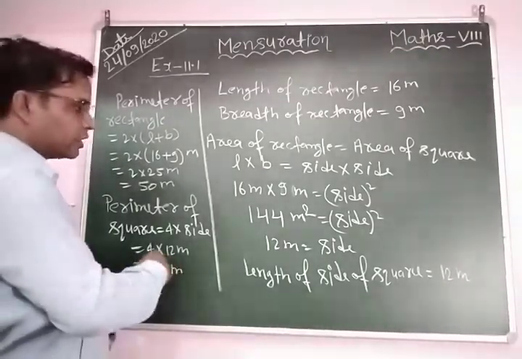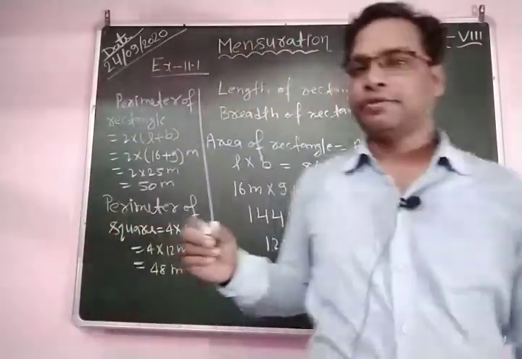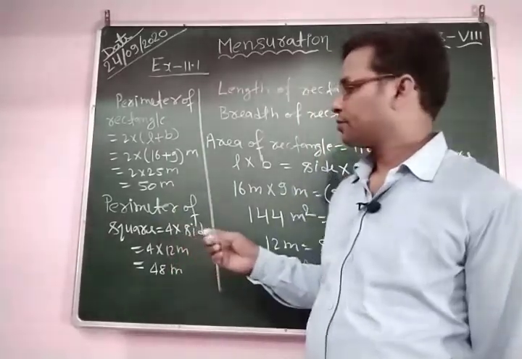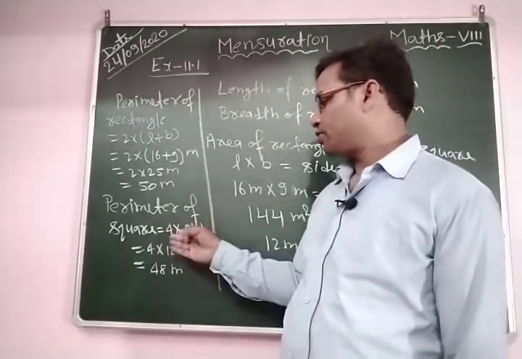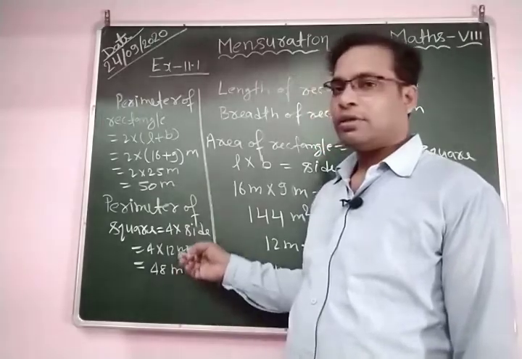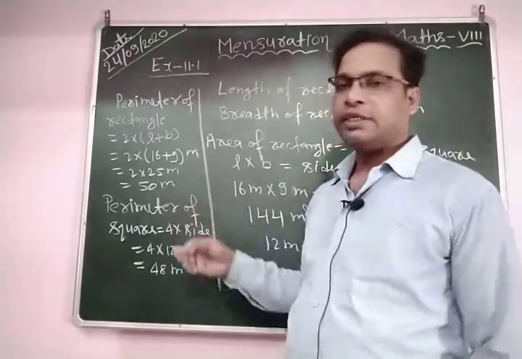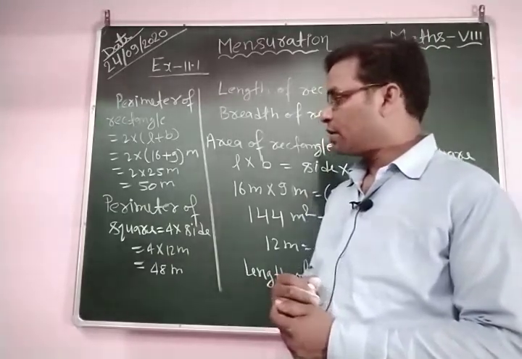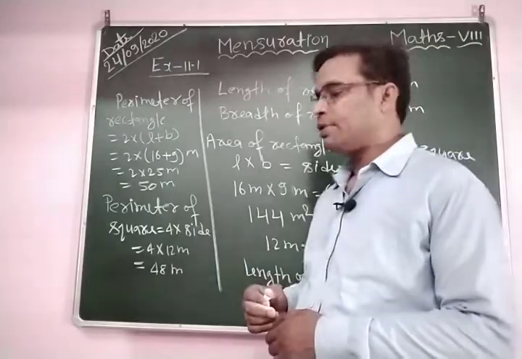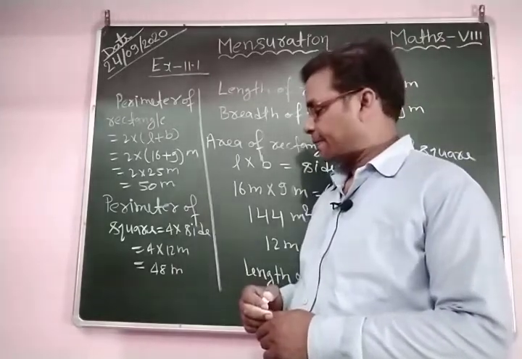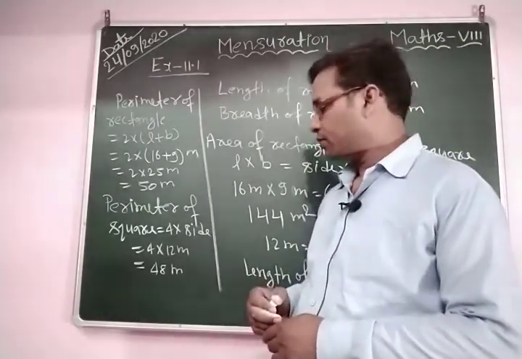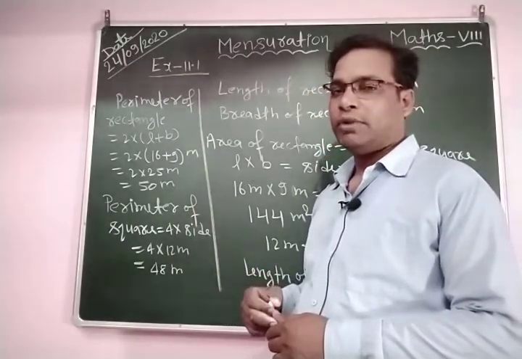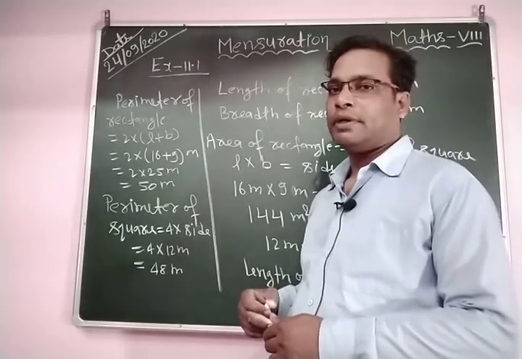Okay, so here you can see we found the perimeter of the rectangle is 50 meters, and the perimeter of the square is 48 meters. So which is greater? You can see here the perimeter of the rectangle is greater than the perimeter of the square. By how much? If you subtract 50 minus 48, then you find that the perimeter of the rectangle exceeds the perimeter of the square by 2 meter.